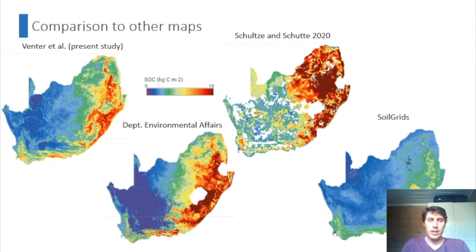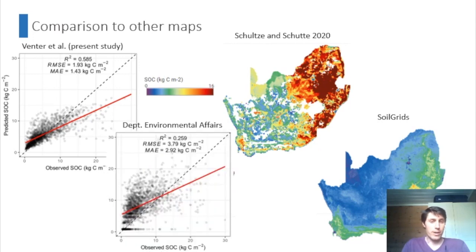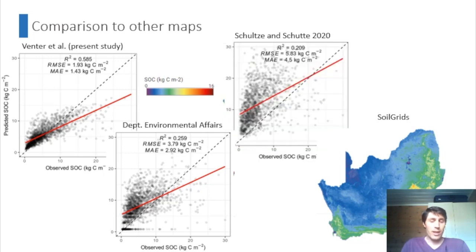In comparison to the other maps, the map that we produced was at a higher spatial resolution, 30 meters, but we also compared the accuracy of the predictions to the ground truth data as a form of validation. We found that our map produced an R² of about 0.58 with a mean absolute error of 1.43. Compared to the Department of Environmental Affairs, this is slightly higher, and it's also higher than the map by Schultz and Schutter.